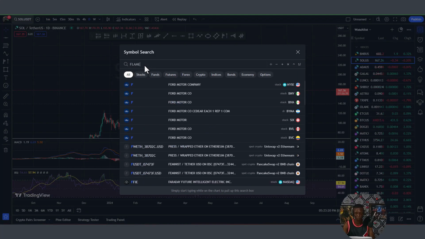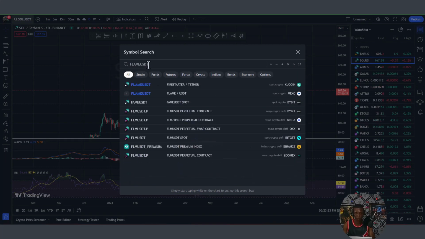Flame USDT. Okay. Flame USDT is on KuCoin, MEXC, Bybit.